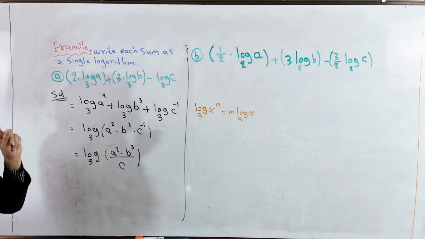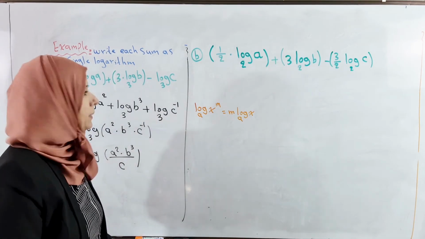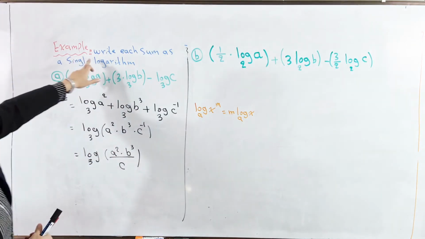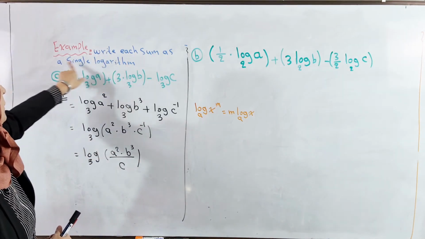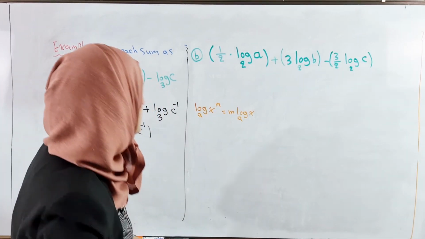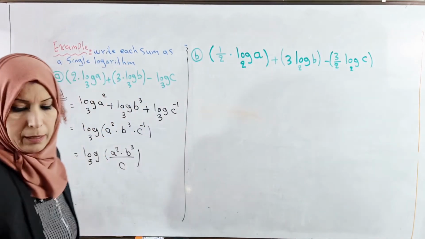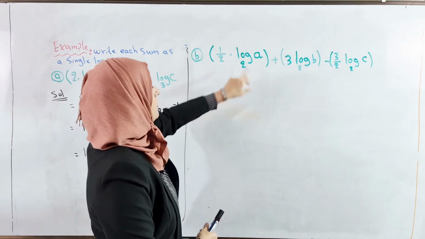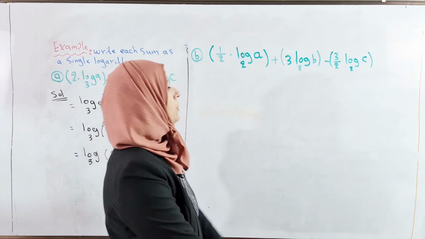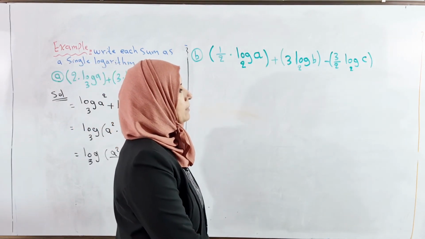We wrote it as a single logarithm. Branch B is the same example. He wants us to write it as a single logarithm, only one logarithm. 1 on 2 multiplied by logarithm a for base 2 plus 3 logarithm b for base 2 minus 3 on 2 logarithm c for base 2.